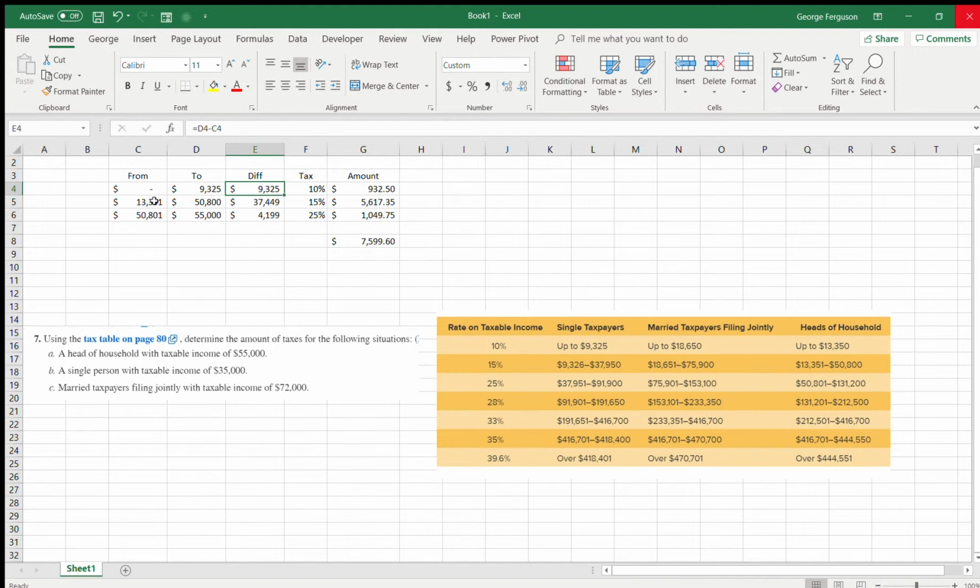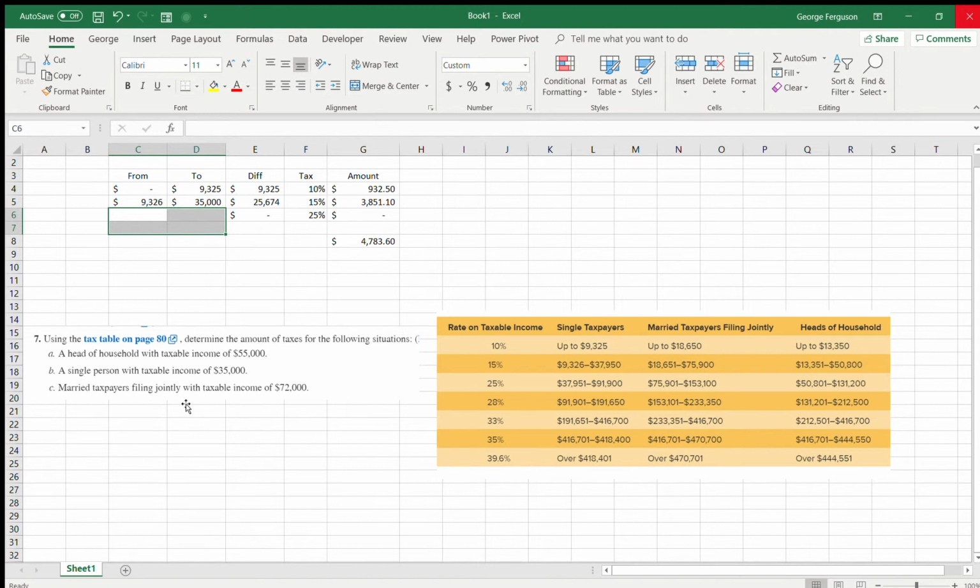So we'll go from $9,326 up to the $35,000. You'll see that you're paying on the first $9,300 10%. On the next level, you're paying 15%, which is the difference between the $35,000 and the $9,300. So there's $3,851 on that part, for a grand total of about $4,783.